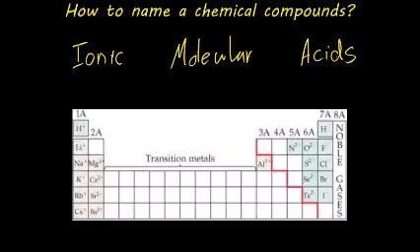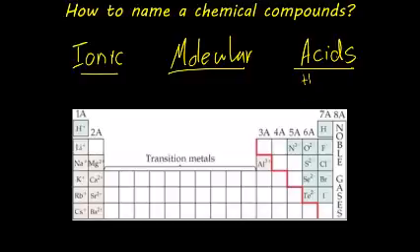How many types we have? I have three types of compounds. Number one is the ionic. Number two, molecular. Number three is acid. Ionic consists of metal and non-metals. Molecular consists of two non-metals. Acid usually starts with a hydrogen.